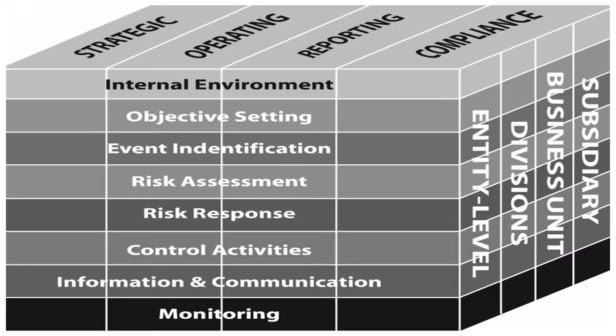What are the 8 components? These are the 8 components: internal environment, objective setting, event identification, risk assessment, risk response, control activities, information and communication, monitoring. And here is the objective, and here are the different types of organization levels.